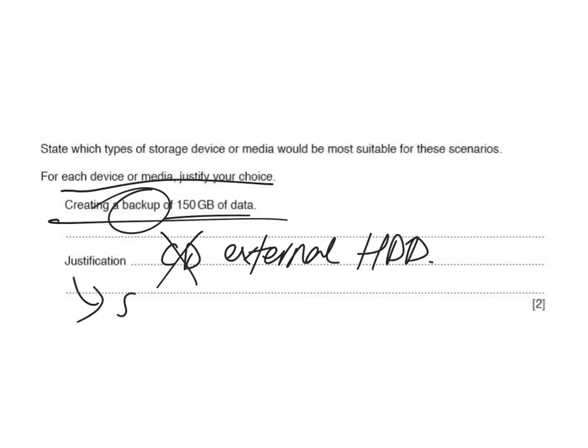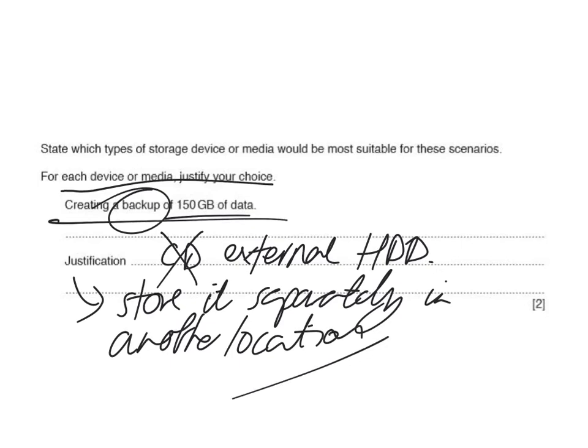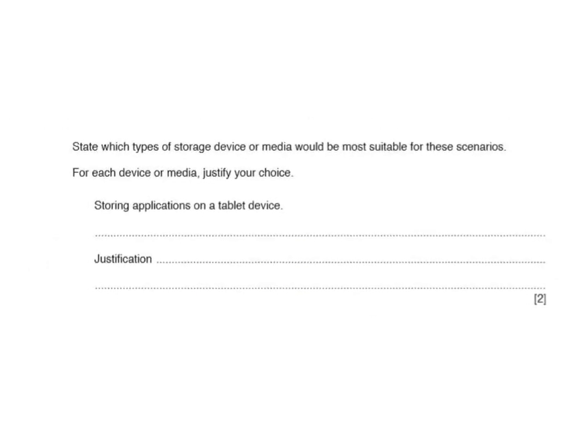Justification for it, store it separately in another location. Obviously storing off-site backups really important. You could say something like a USB flash drive as long as it's got enough capacity, so talk about having the capacity to that. And again, similar question, storage device for storing applications on a tablet.